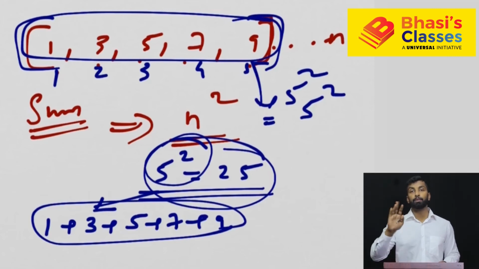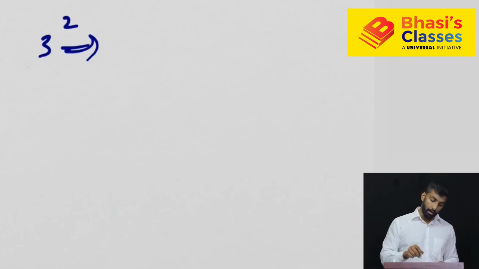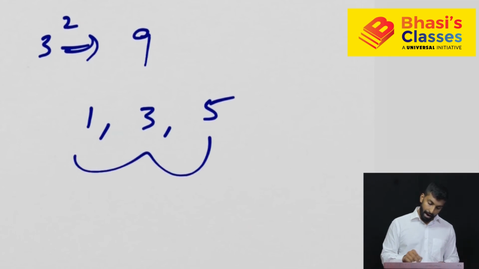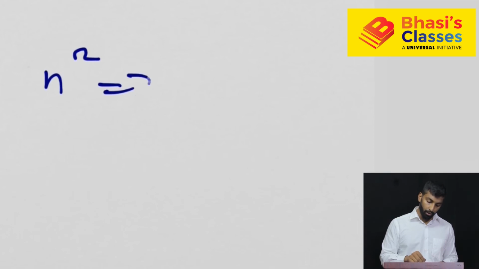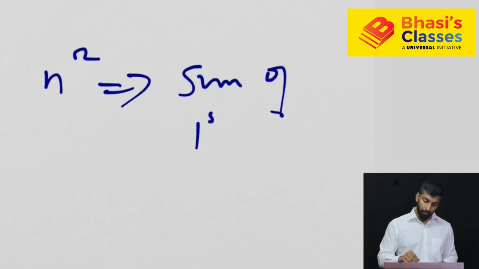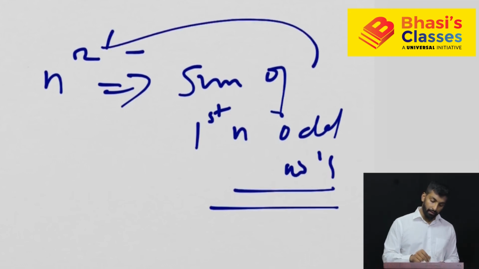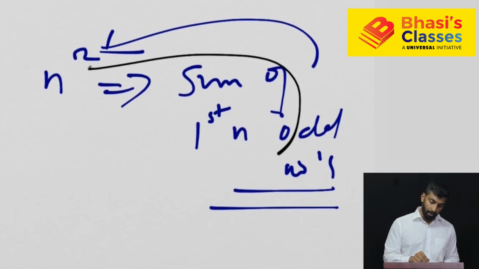10 square is the sum of first 10 odd numbers. 6 square is the sum of first 6 odd numbers. What is 3 square? Sum of first 3 odd numbers. 3 square is 9; the first 3 odd numbers are 1, 3 and 5, so if you add, you'll get this. So a square number can be understood as the sum of first n odd numbers. The reverse is what we have discussed here: if you need to find the sum of first n odd numbers, you take n square.